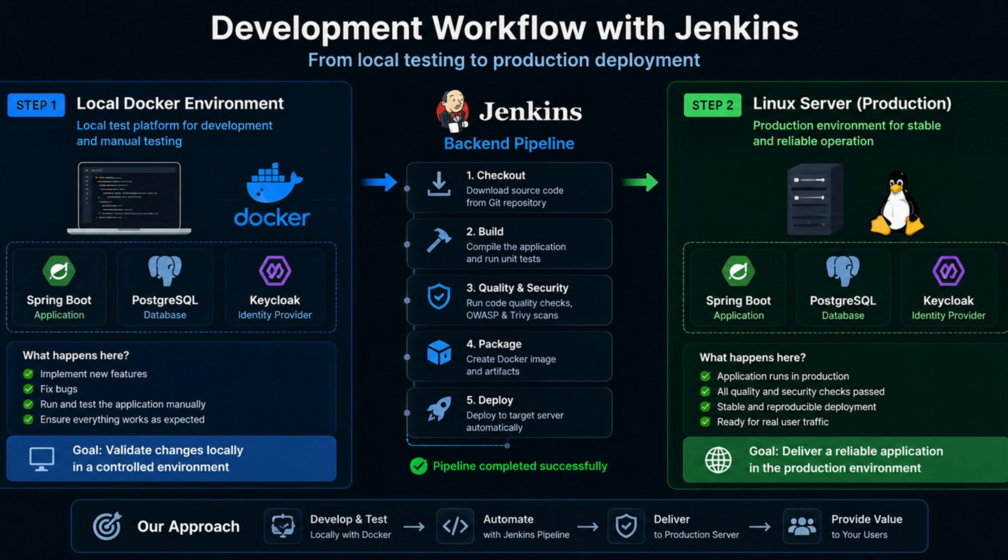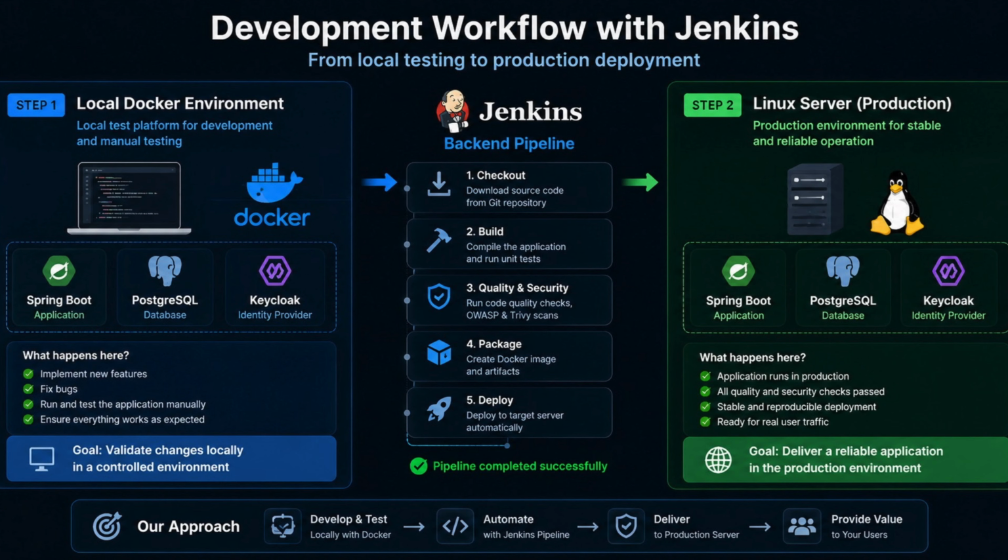From there, Jenkins automatically builds, tests, and deploys the application to my Linux server. All of the quality checks are performed before the deployment takes place, ensuring that only tested and reproducible code makes it into the target environment. Now that you have a high-level overview of the workflow, let's jump into the practical part.